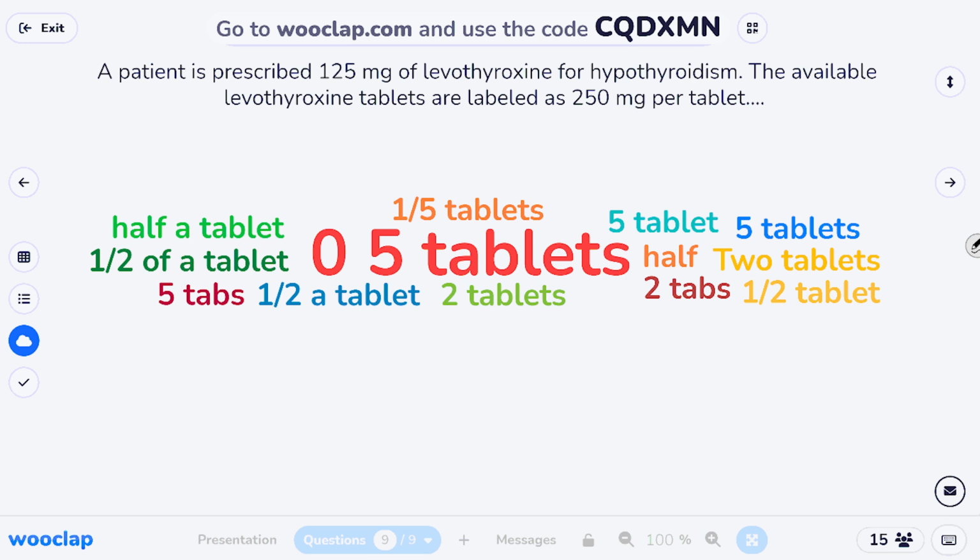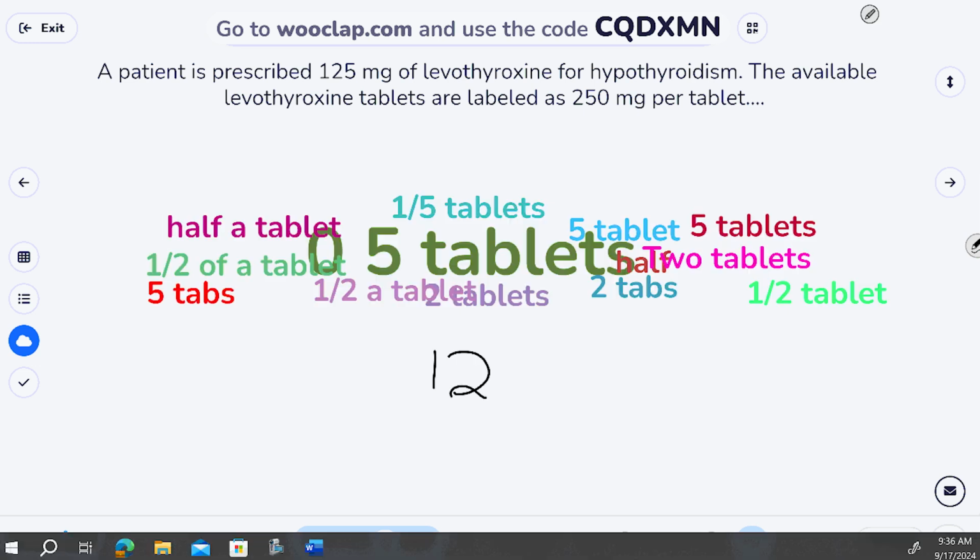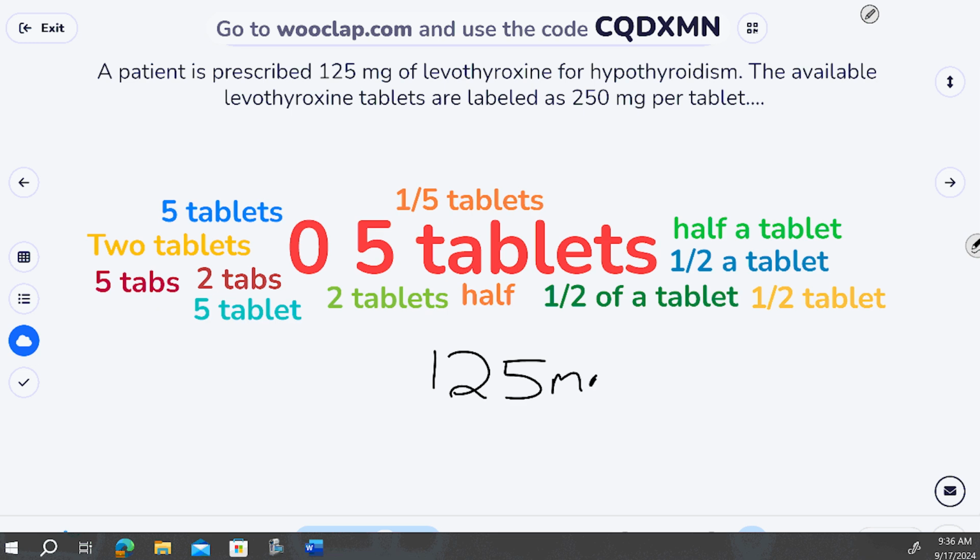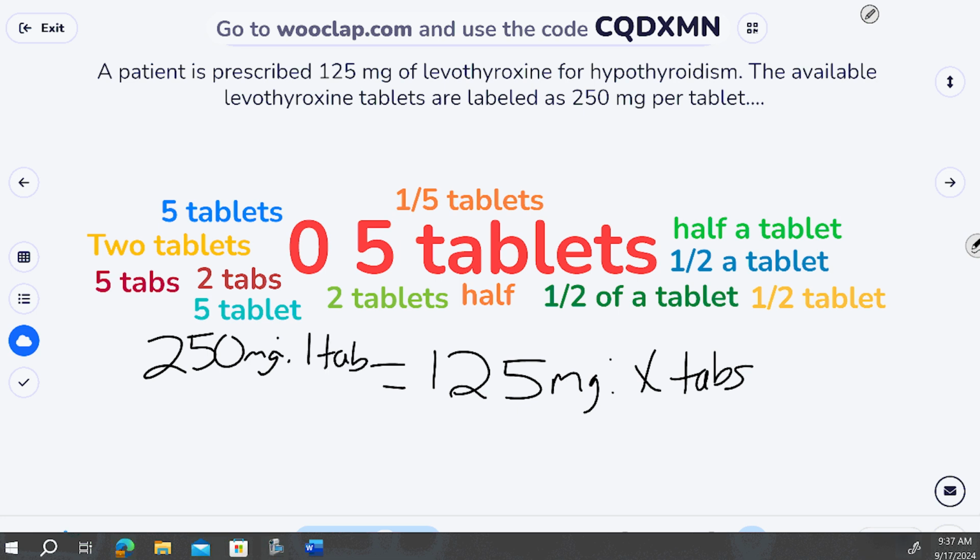So my guess there would be, again, the setup was patient is prescribed 125 milligrams, and I want to know how many tablets that is. So 125 milligrams to X tabs. Real quick, the known would be I have 250 milligrams per 1 tab. So what this is saying, look, that's right.